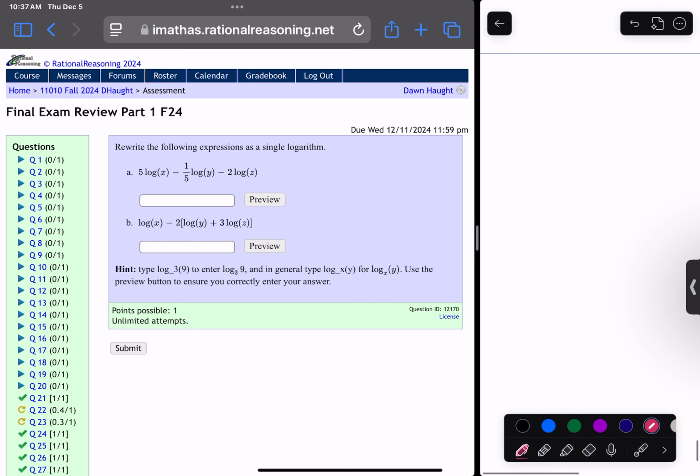Let's talk about some rules of condensing. So they want you to write this into a single logarithm. So let me write these down, and then I'll kind of expand this so we can see it a little better.